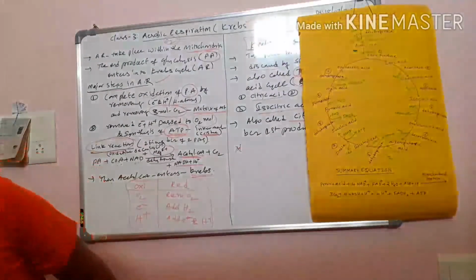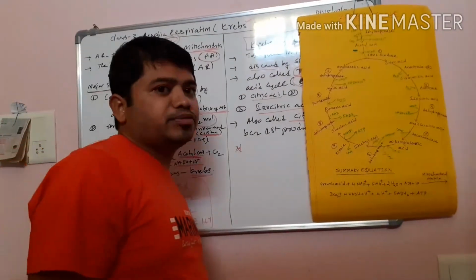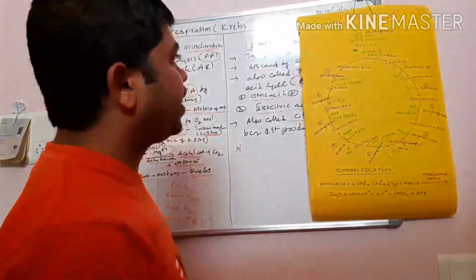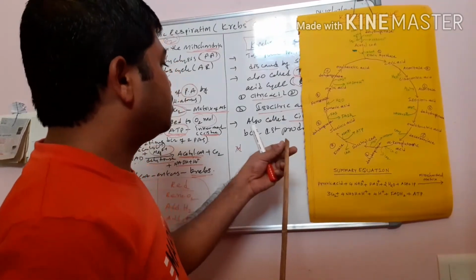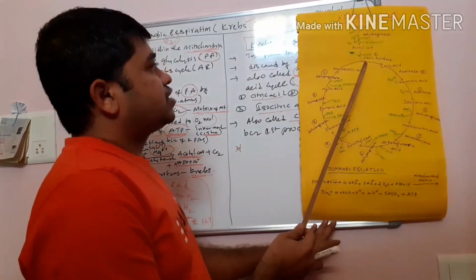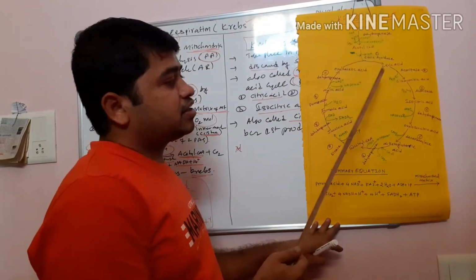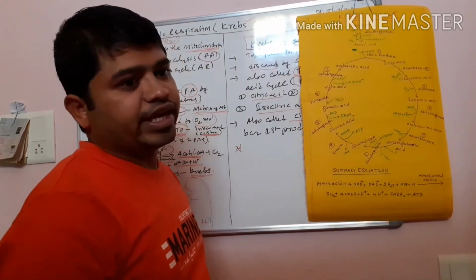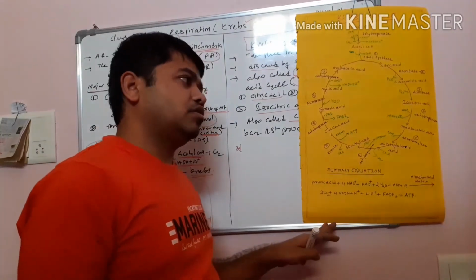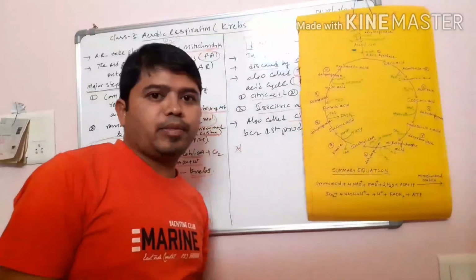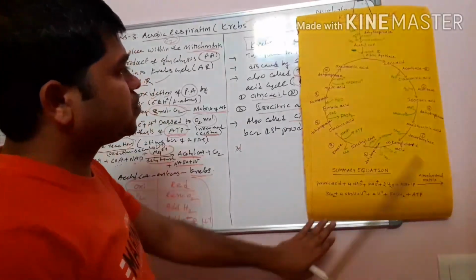This chart itself represents a cycle. Already I told in the previous class what the difference is between pathway and cycle. If it starts at one point and ends at the same point, that is the meaning of cycle. If it starts from one point and ends at some other point, that is a pathway.